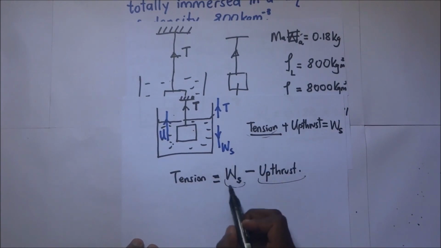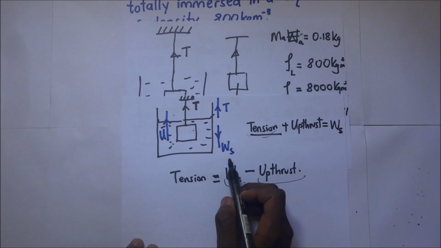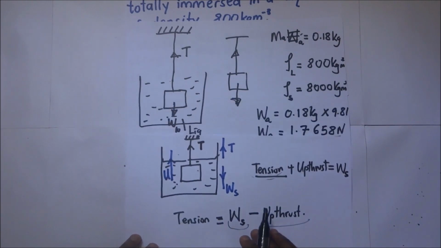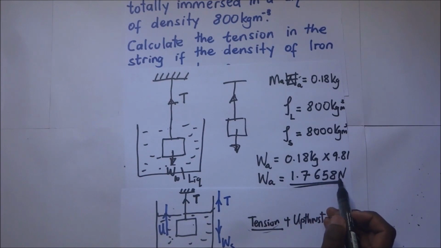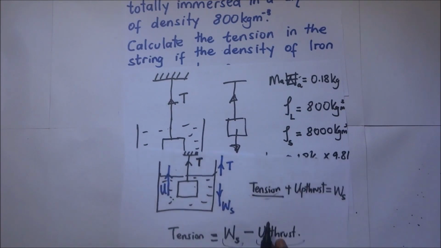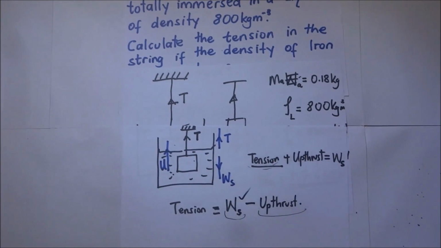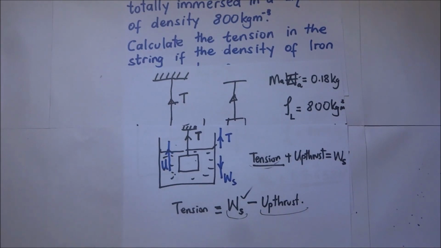So now, what is the weight of the solid in air? Of course, the weight of the solid in air is already given. We already found it here. The weight of the solid in air is 1.765 newtons. So that one we have. We have the weight of the solid in air. So now our role here is to find the upthrust.